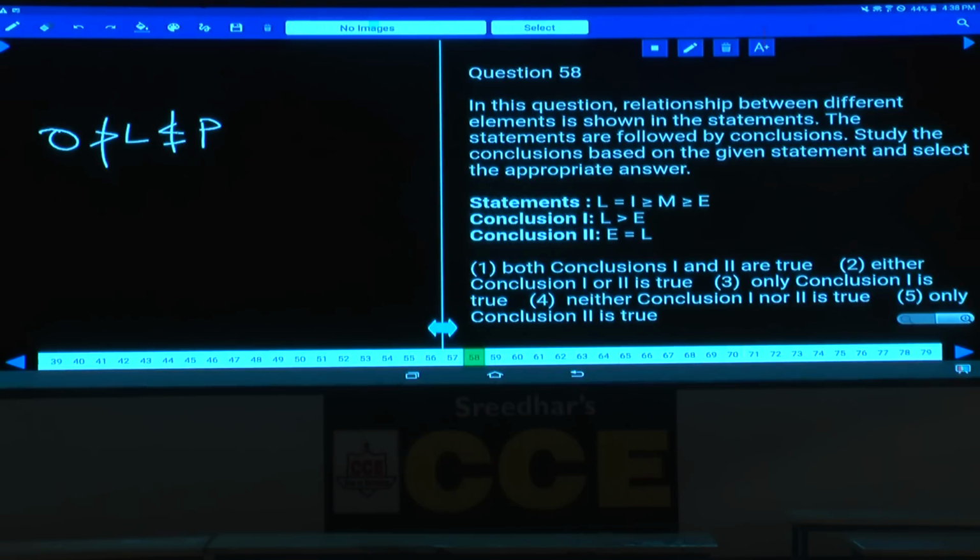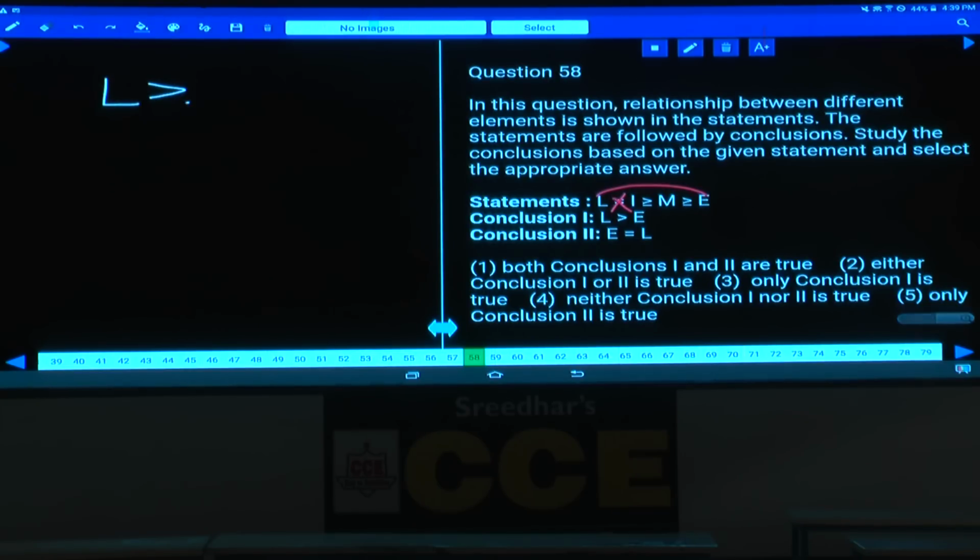Then 58. Now the relation between L and E. Between L and E, forget about this, equal to L and E is, L is either greater than or equals to E. Now the first conclusion is about greater than, second one is equals to, hence L is either greater or equals to. Either greater or equals to, that is choice 2. Question number 58, choice 2.